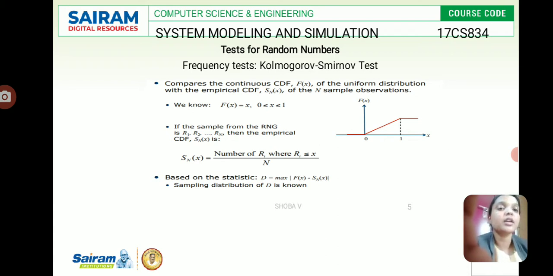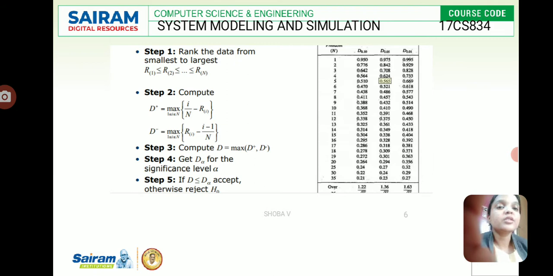So in this test, there will frequently be observations and a sample distribution. The first thing we have to do is arrange the numbers in ascending order. Afterwards, we are going to find the maximum value of D, and then we are going to give a critical value. These are the steps we can follow.